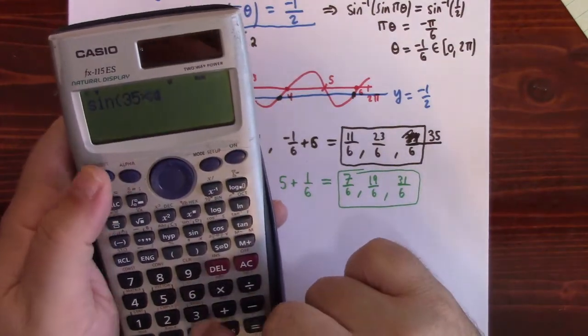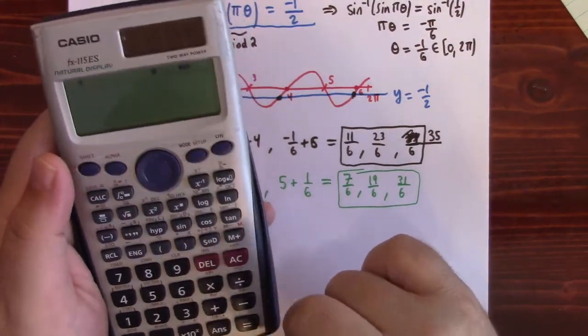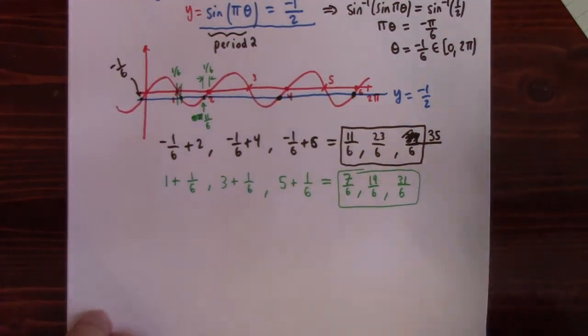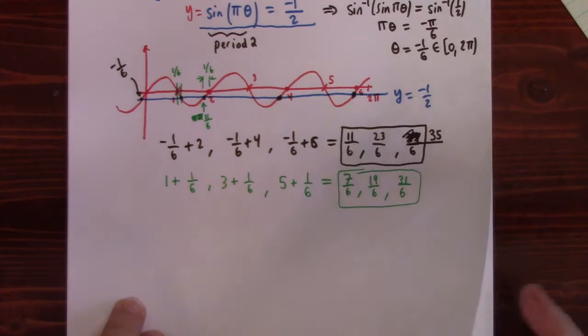35 times pi over 6, just as I planned it, of course. Let's see here. Minus a half. Okay, enough of this problem. It seems I've taken as long on the second problem as the first. At this rate, this video is going to be 2 hours long. Ay, ay, ay.